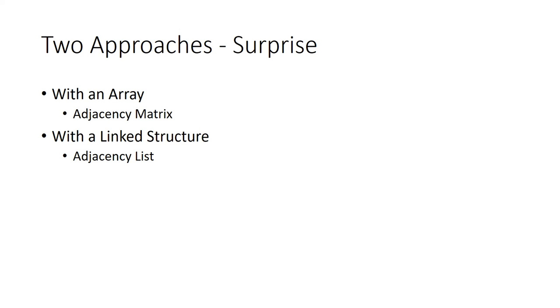Well, we can use an array, and if we use an array to capture a graph, we call it an adjacency matrix, or we can use a link structure. And if we use a link structure to represent a graph, we call it an adjacency list.